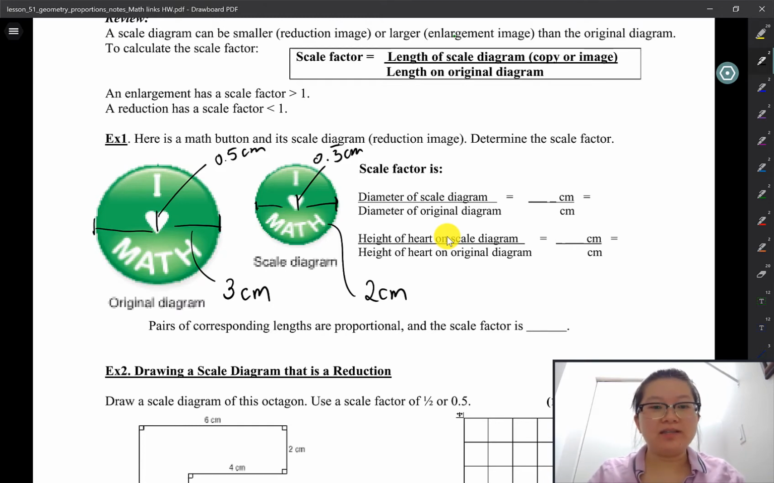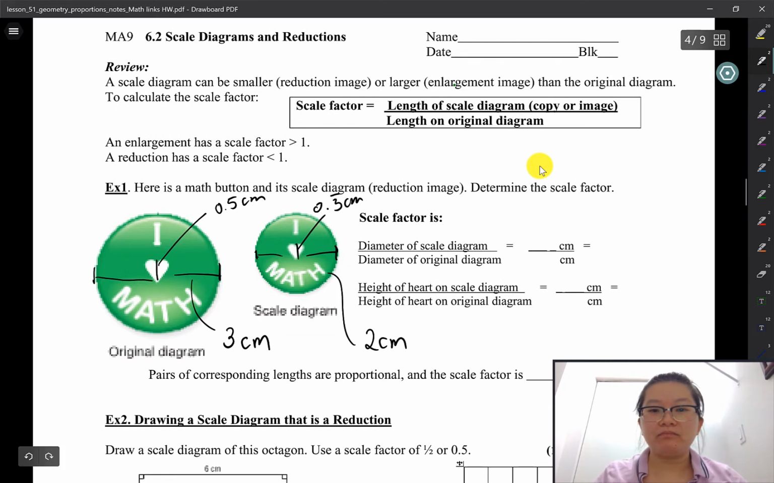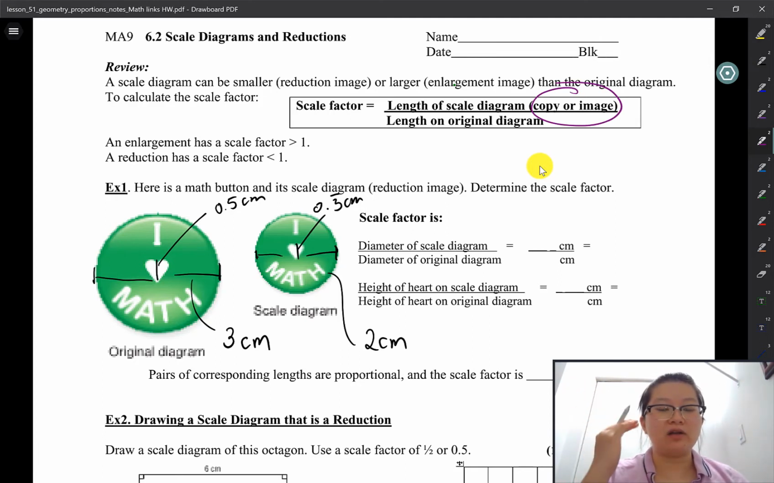But anyways, let's get on to what we're doing today, which is reductions. With reductions, you essentially will have a small scale factor, because imagine before you had a larger copy of the image, but this time your original diagram is going to be a lot greater. And that reminds me of something.